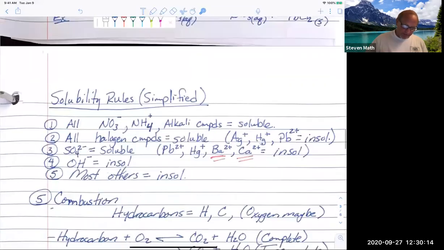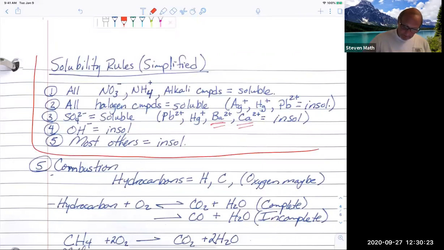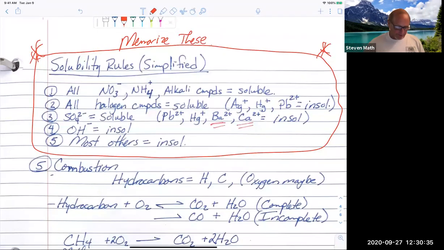There's a simplified version of these. Okay, I would say let's take that, put a big red box around it, give it a couple asterisks, and say, hey, you should memorize these. You guys mastered those polyatomics. You can memorize 5 simple rules.